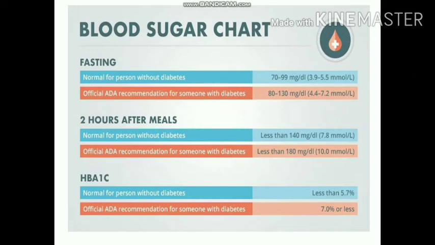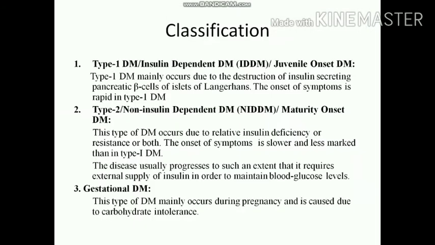And HbA1c is less than 5.7% for normal persons without diabetes, and 7% for persons who have diabetes. Okay, this is the blood glucose chart for diagnosis of diabetes.